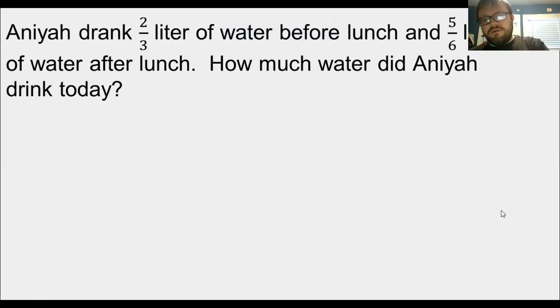So the first thing I do is I think about my operation and I look to see, of course, I have my numbers. I'm gonna highlight those real quick, 5/6 and 2/3. And I also notice that we're looking at before lunch and after lunch, and we're looking at how much did Anaya drink today. So that's telling me that I'm combining those two totals. And since I'm combining those two totals, that means I'm adding.